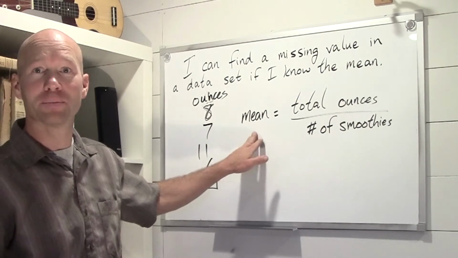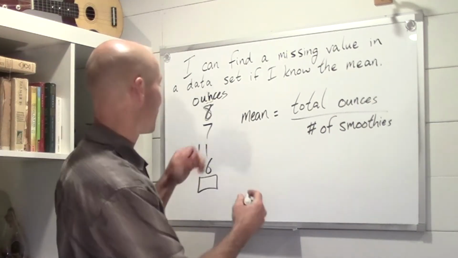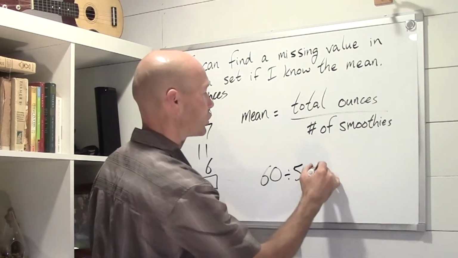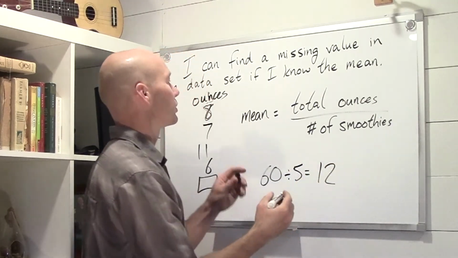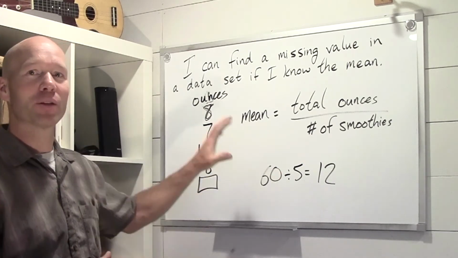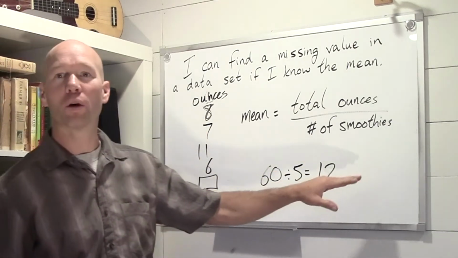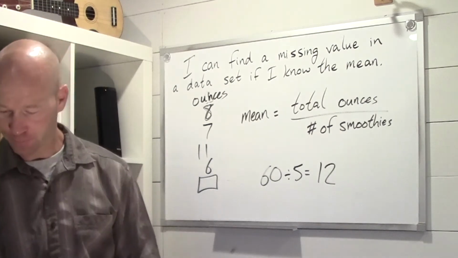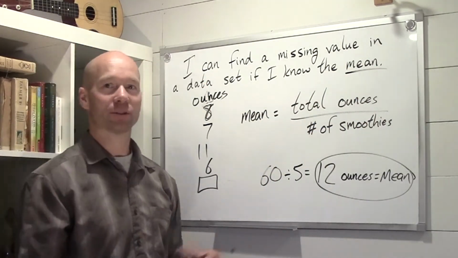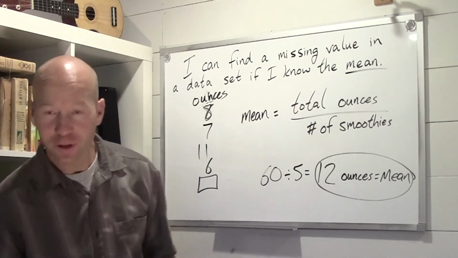And what is the mean? Well, we have 60 ounces divided by 5 people. What do we get? We get 12. So the mean, we know that the average amount that everybody drank was 12 ounces. Remember, we are given the mean here. So we have an average of 12 ounces that everybody drank. Well, let's just plug that in.